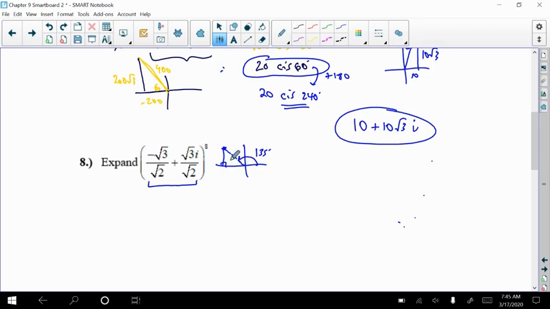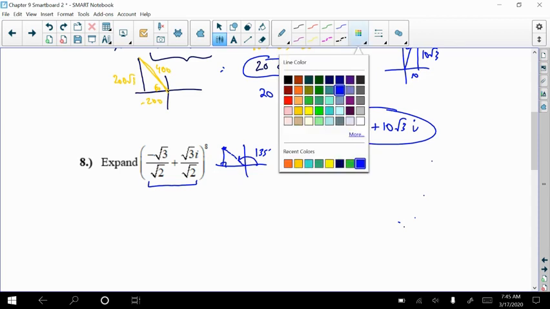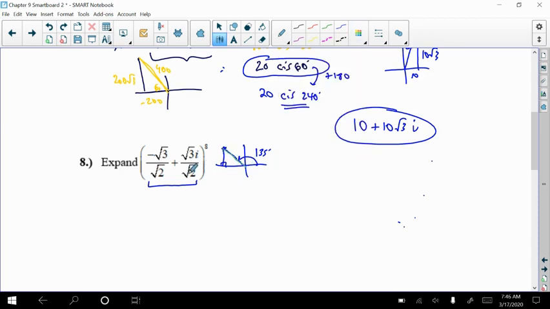And remember, it's x root 2, so the hypotenuse is going to be root 2 as big as each of these legs. So if this is over root 3 over root 2, and this is up root 3 over root 2, then this hypotenuse itself is going to have a distance of root 3. So the polar form of this is the square root of 3 cis 135 degrees. That's what I'm going to take to the 8th power.